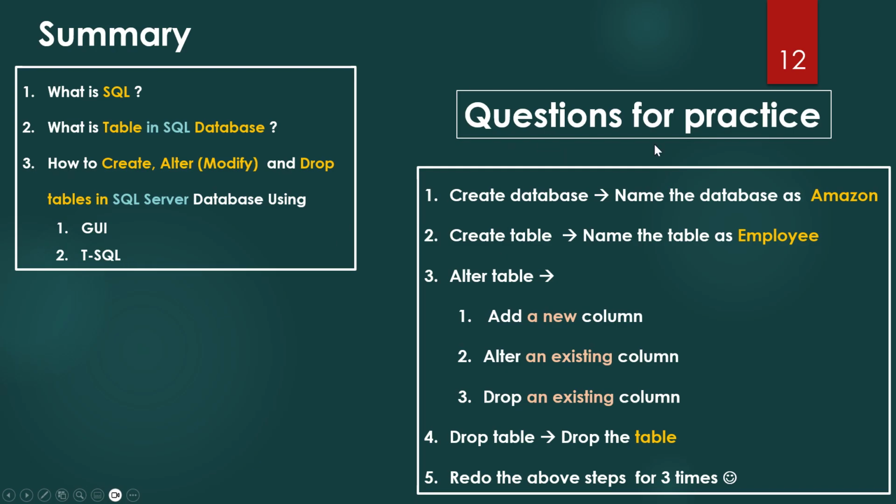So questions for practice. Create database, and name the database as Amazon. Okay, and then create a table inside this Amazon database, and create an employee table. You can do whatever you want, right? But what information does Amazon need to have for each employee?